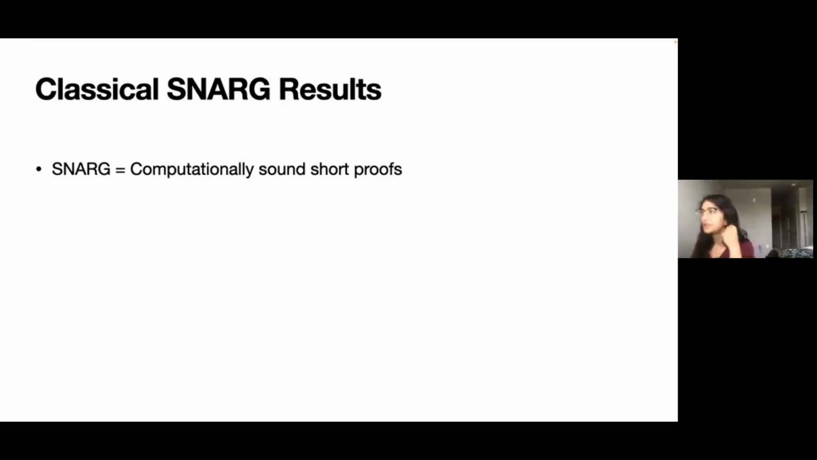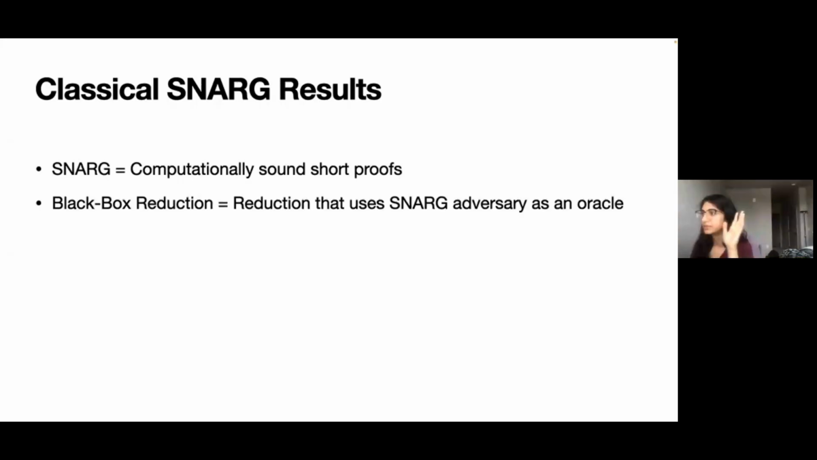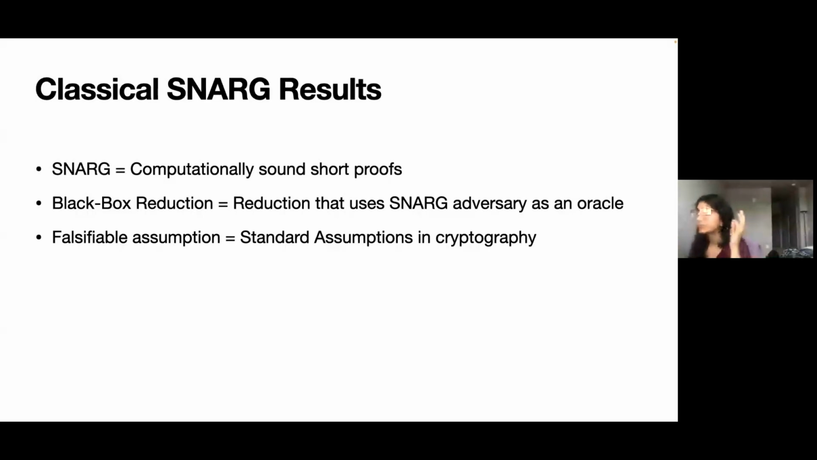Okay, right. So just to recap, SNARGs are computationally sound short proofs. Black box reductions are just reductions where the SNARG adversary is used as an oracle. And falsifiable assumptions are just standard assumptions in cryptography. Maybe another helpful example of a non-falsifiable assumption is assuming the existence of a random oracle. So basically, any non-falsifiable assumption is something where you have to construct something in order to prove to the challenger that two distributions are indistinguishable or something like that.